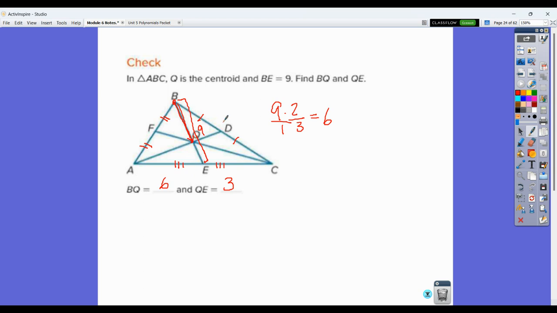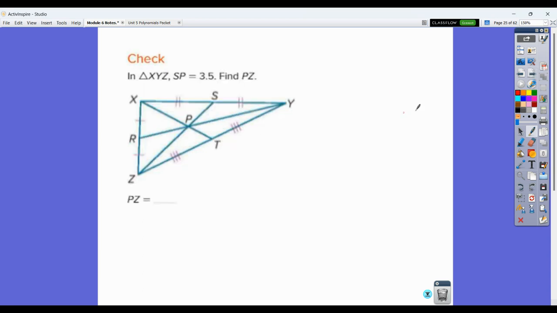You can do this a lot of different ways. I like to just say, okay, well then 9 divided by 3 is going to make this a 3, and then double that is over here, which is 6. Okay, but however you want to do that, that's what you're doing with it.